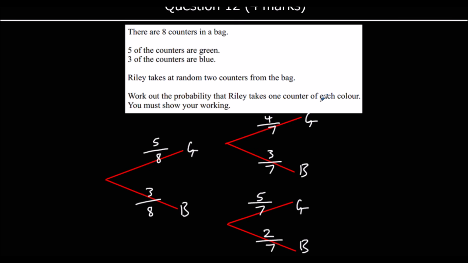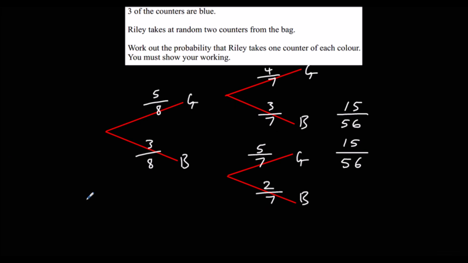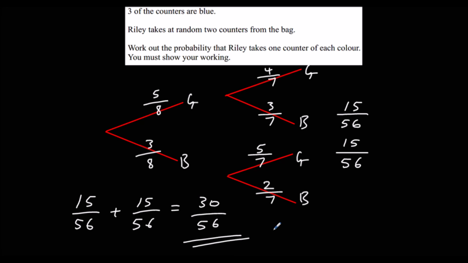Again, one of each color, so it can be green, blue. So 5/8 times 3/7. 5 3s are 15. 8 7s are 56. And blue, green. 3 5s are 15. 8 7s are 56. So 15 out of 56 plus another 15 out of 56 is 30 out of 56. So the chance of getting one of each color is 30 out of 56.